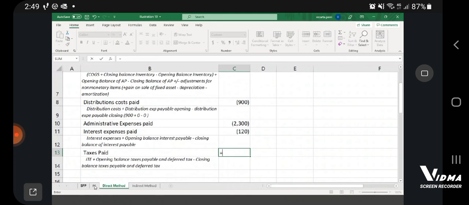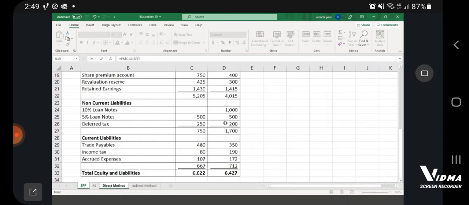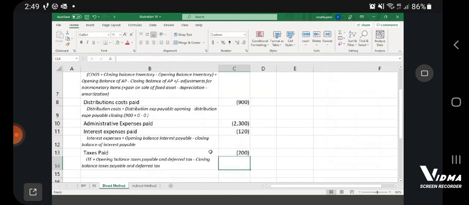So again, the taxes paid are equal to 140 plus the opening balances of both deferred taxes and income tax payable less the closing balances of both deferred taxes and income tax payable. Of course, this should be corrected with a minus. Why? Because this is a payment. It's a cash outflow. Okay, and we see that we are paying actually 200,000 in taxes.